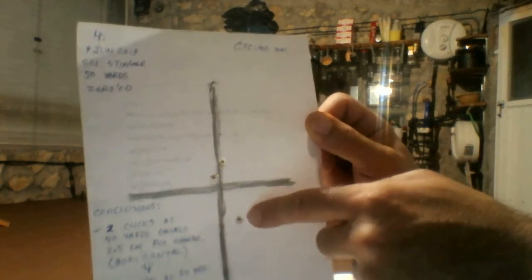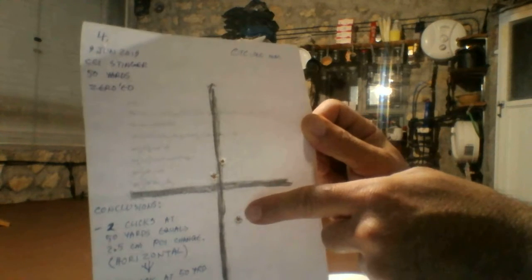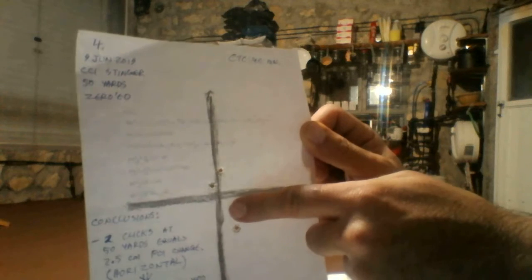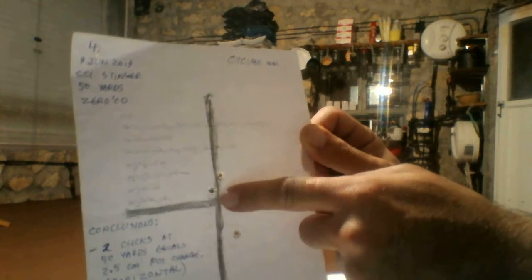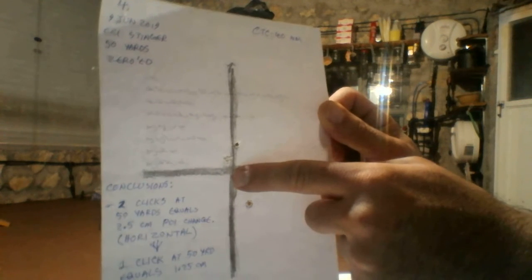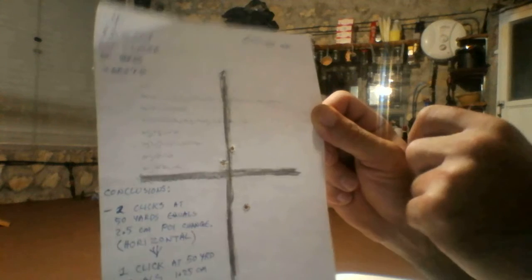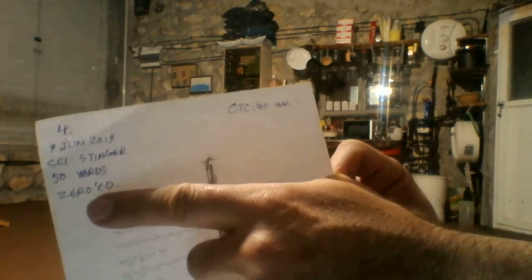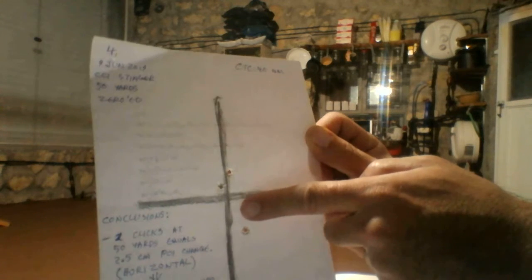After doing the modifications, this is the next group that I shot on that very day. And well, the CTC is 40 millimeters. It is a bit wider, but the horizontal adjustment has been perfect. I am right on the spot. So at this point, again, as I have written down here, I considered the rifle zeroed.